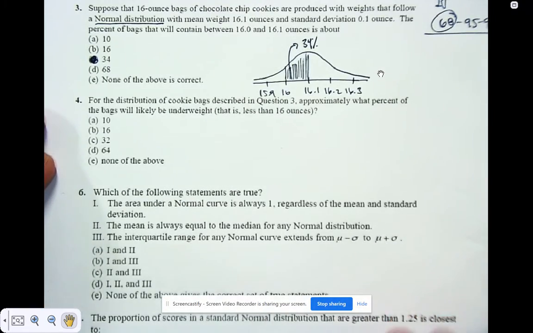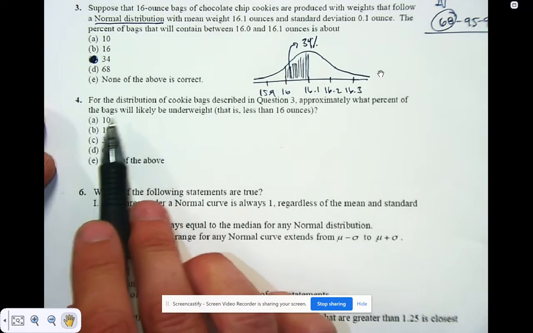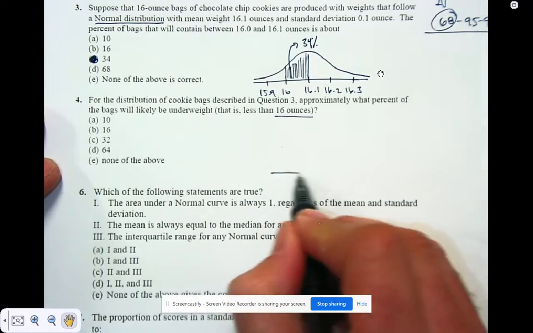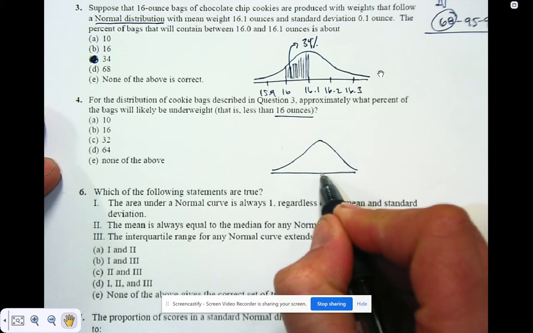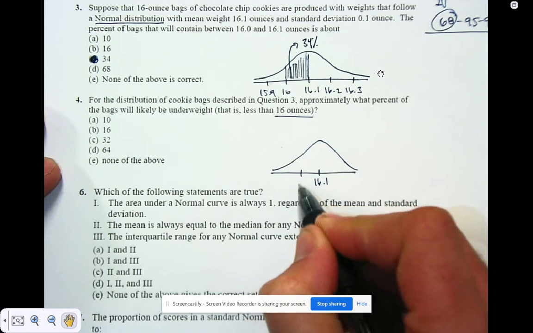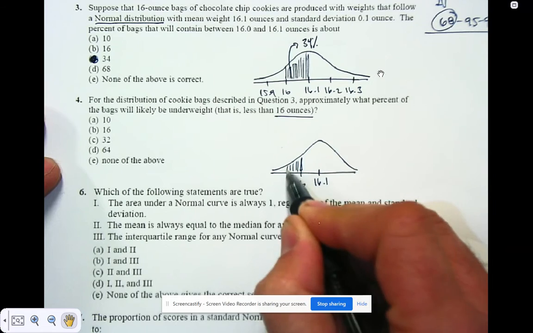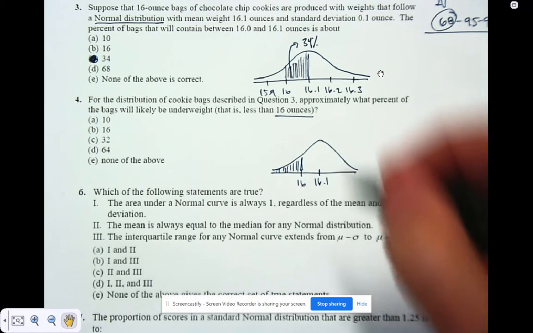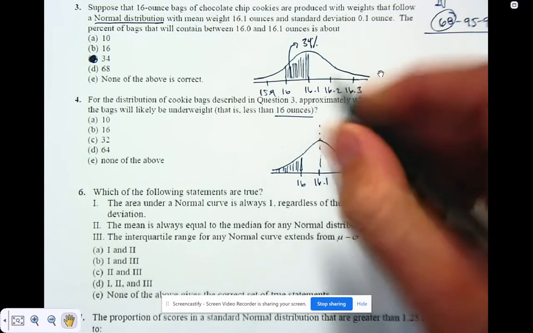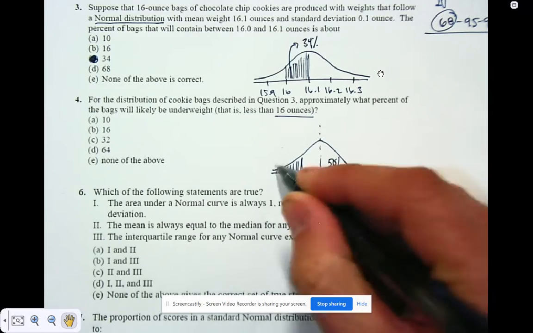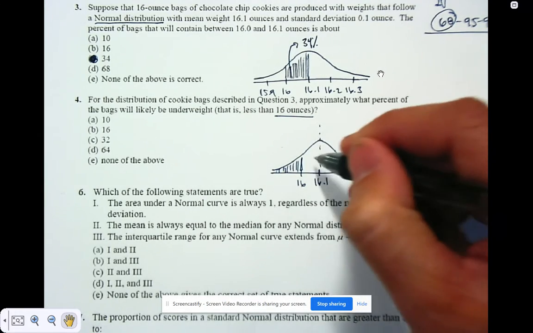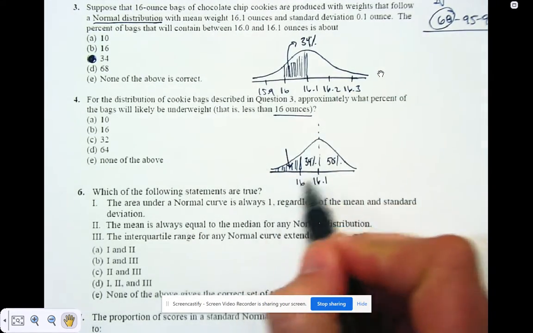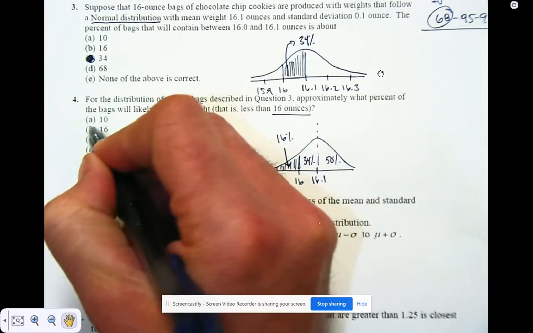All right, for number 4, the distribution of cookie bags described above, what percent of the bags will be underweight, less than 16 ounces? Well, if you draw that again, and your average is 16.1, and you come down here to 16, now they want to know what percentage of bags are less than 16. Let's do the same thing. We know that this is 50% to the right and to the left, because that's the center. We just said that this was 34%. And so what's left over, if this whole side is 50, would be 16% for an answer of B.